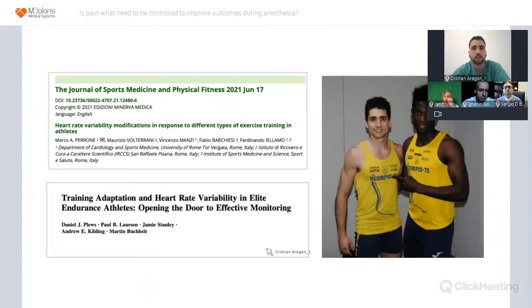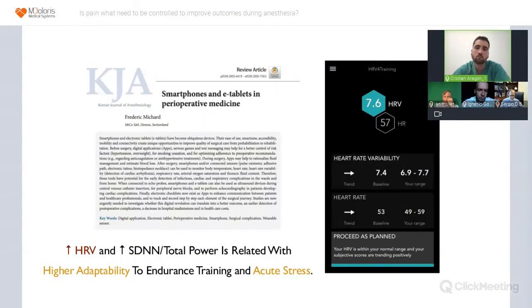Heart rate variability is used nowadays by professional athletes to monitor recovery capacity and adaptation to training, especially in endurance sport. In addition, most of our smartwatches, for example the Apple Watch or Garmin, and smartphones can measure this phenomenon and give us information about the flexibility to training and the acute stress. In fact, these applications are already used by some clinicians in perioperative medicine.